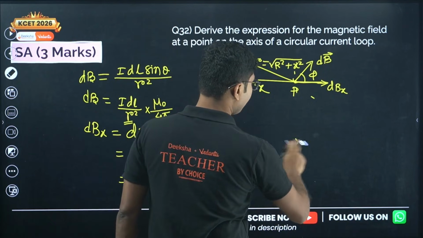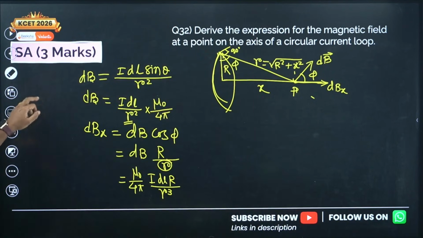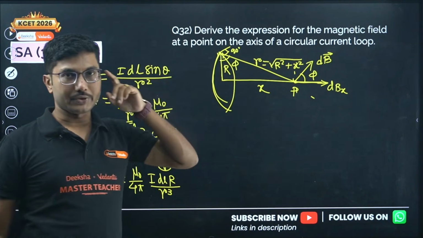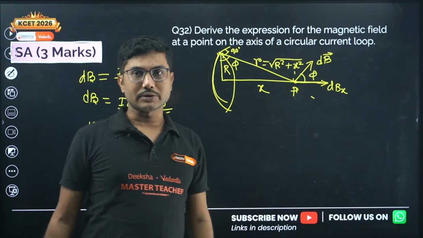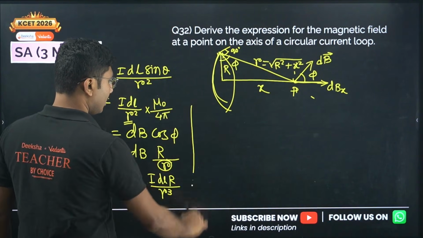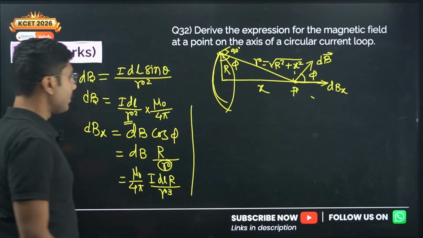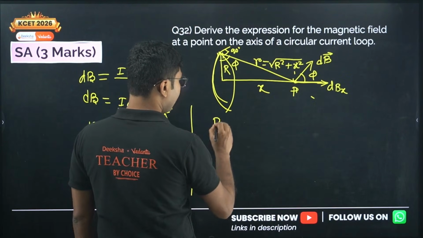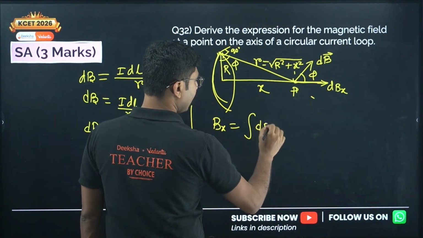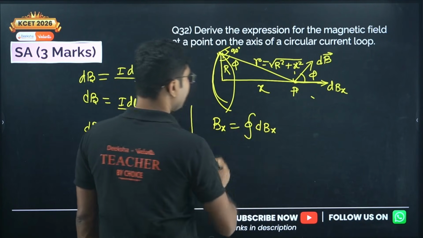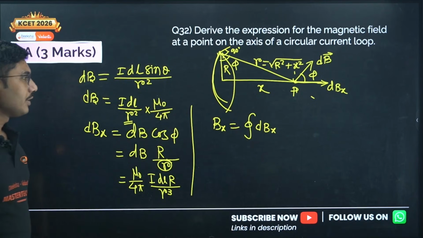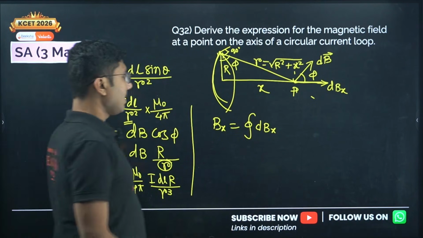Now why are we only calculating the x component? Because when we do the sum of all the components, when we take the integration of this, the y components will cancel. That's why we are only considering the x component. So what will be the total magnetic field? The total magnetic field is the integration of dBx. Again, it's a closed integration because it is a circular path, so you have to start and end at the same point.